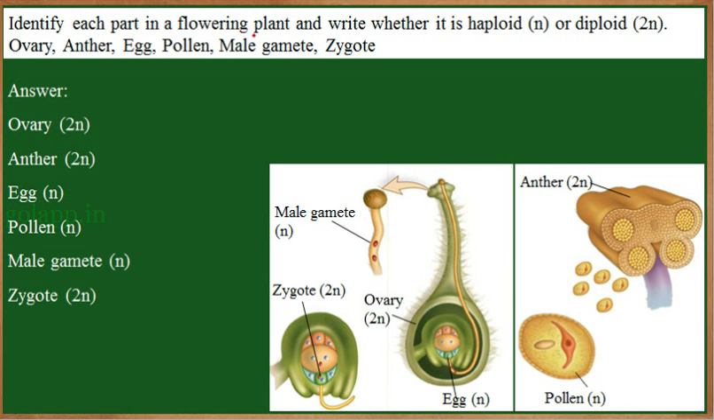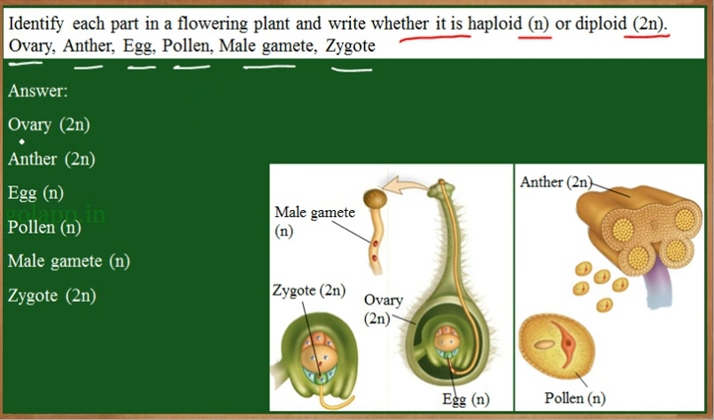Identify each part in a flowering plant and write whether it is haploid or diploid. Ovary, anther, egg, pollen, male gamete, zygote. Now students, in this question they have given different parts. They are ovary, anther, egg, pollen, male gamete and zygote. Now among these we need to identify which is a haploid and which is a diploid.